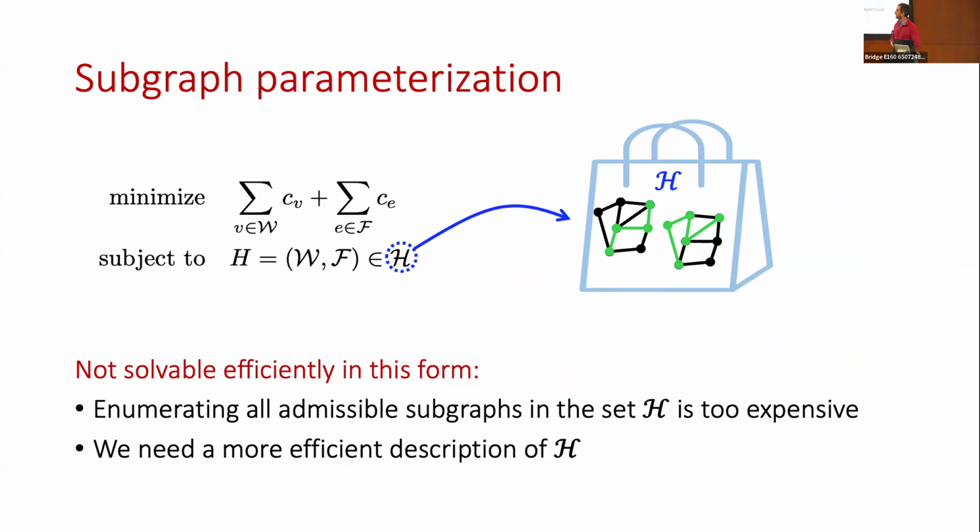vertices and the edges. In this form, of course, this problem is not suitable for a computer because it really depends on how you describe this set of admissible subgraphs, right? If it's just a list, that list is going to be enormous. You cannot just go through one subgraph at a time and evaluate it. So how do you solve these problems as optimization problems?